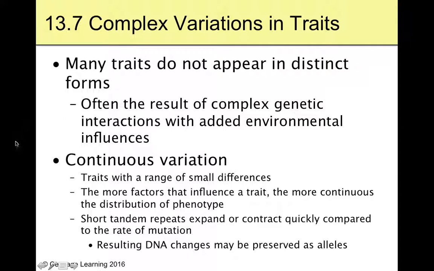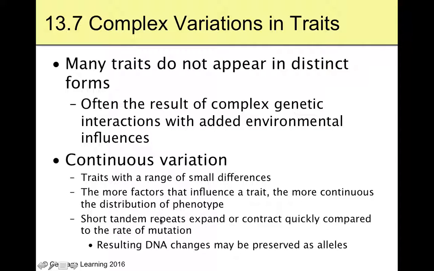It's not. Continuous variation: traits with a range of small differences that vary continuously across a population. So the more factors that influence a trait, the more continuous we're going to see that distribution of the phenotype in the population. So short tandem repeats can expand or contract quickly compared to the rate of mutation.